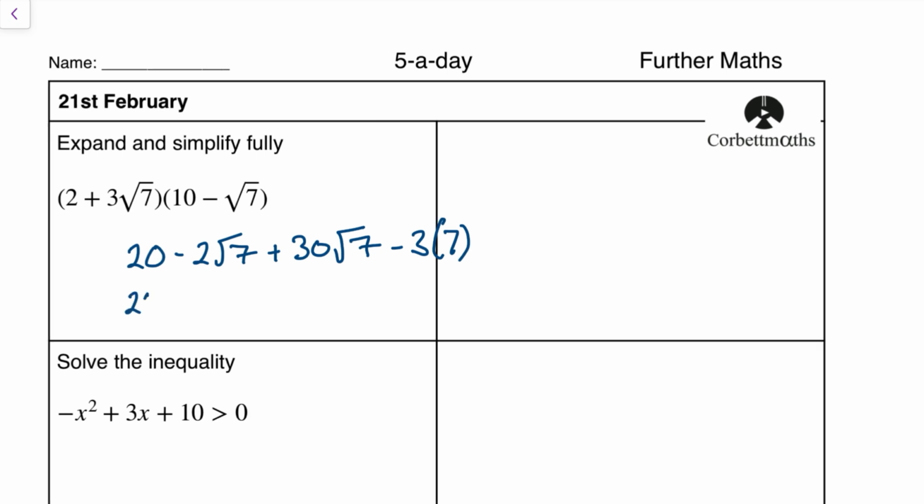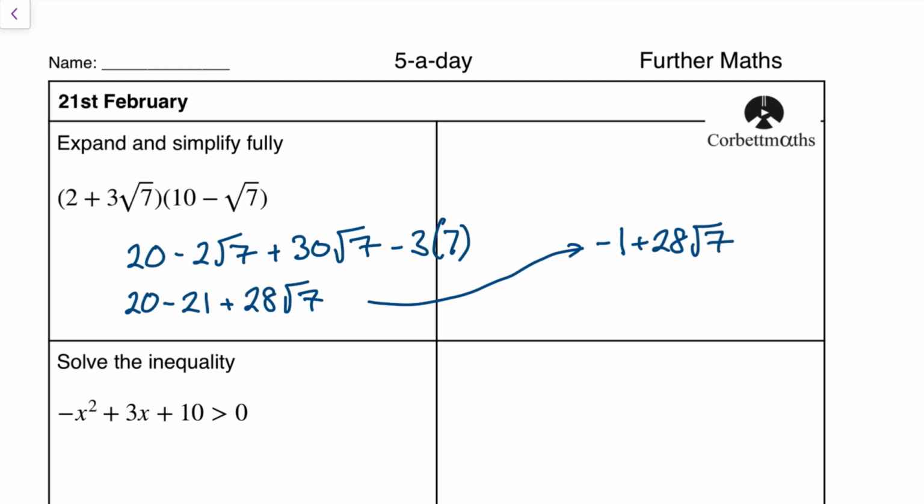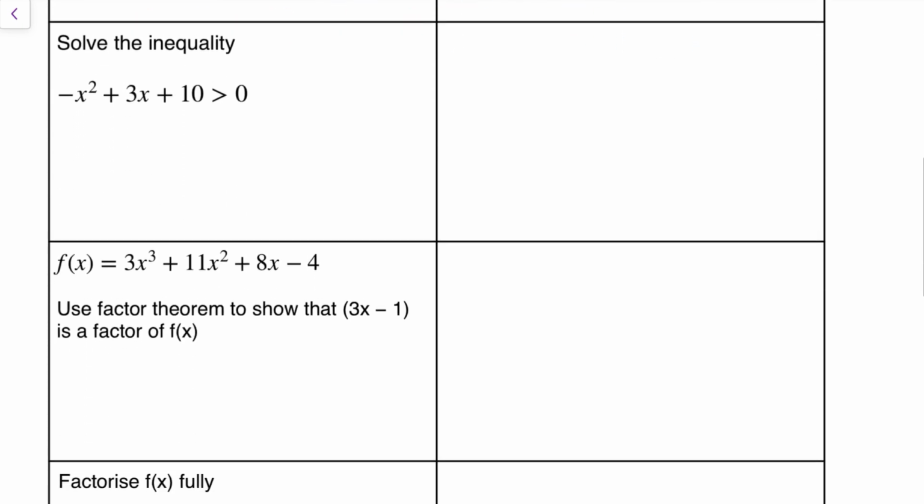So I've got 20 minus 21. 30 root 7 minus 2 root 7s is just 28 lots of root 7. And then I can bring all this together, which is going to give me, well, I can write it either way around. You tend to put the number first, so minus 1 plus 28 root 7. But that's absolutely not a rule. 28 root 7 minus 1 is obviously absolutely fine. First question done. Next question.